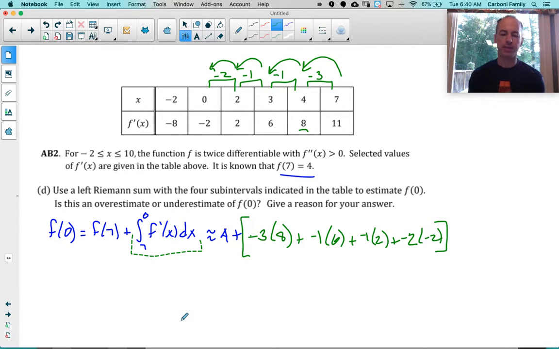I'm not going to clean that up. They don't ask you to interpret that. I don't need to use that. I don't think I'm going to need to use that answer later. They do ask if this is an overestimate or an underestimate.